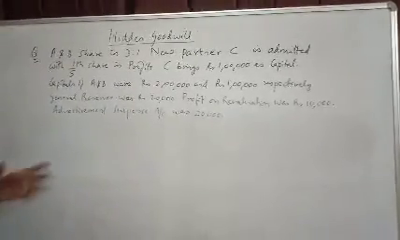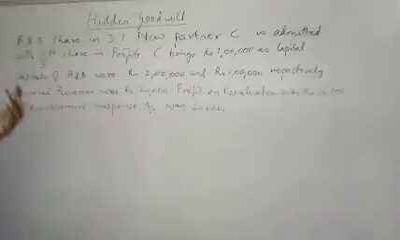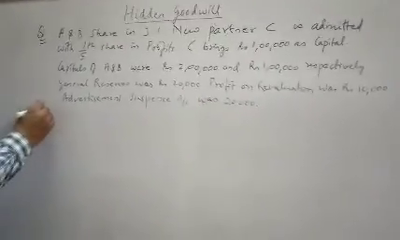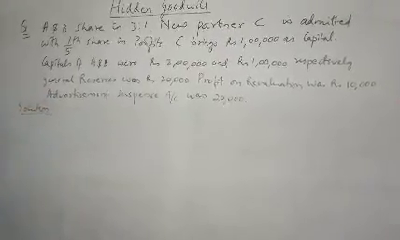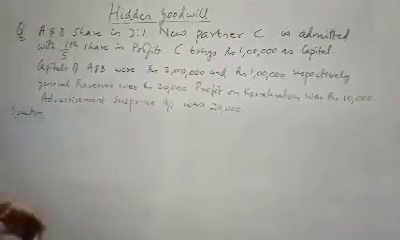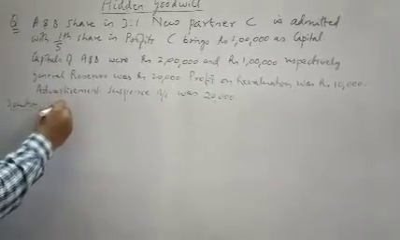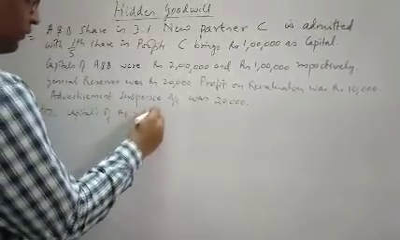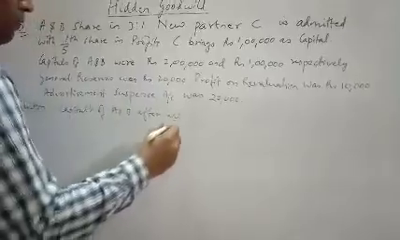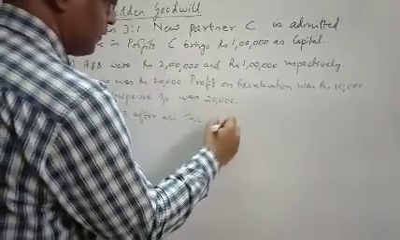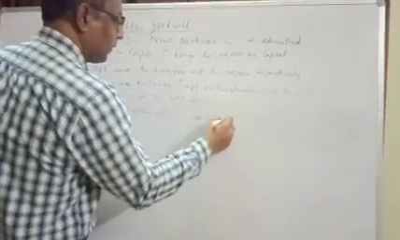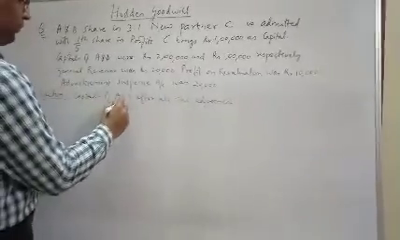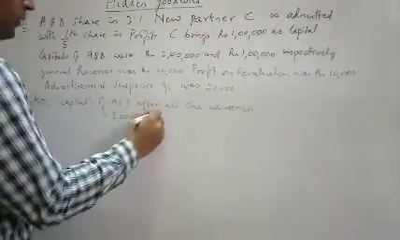In this question, we have taken additional information of advertisement suspense account of rupees 20,000. Same procedure we will use. We will find out the capitals of A and B after all the adjustment. After all the adjustment, capitals are 2 lakh, 1 lakh.